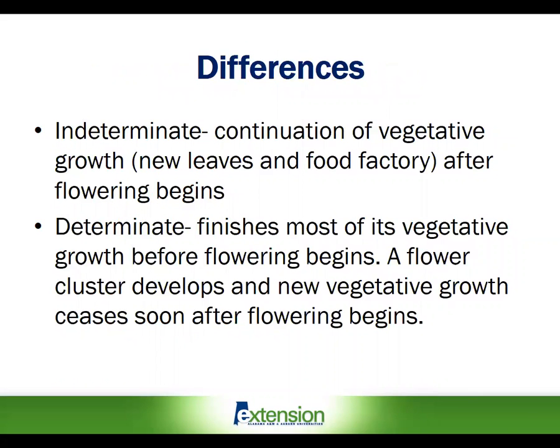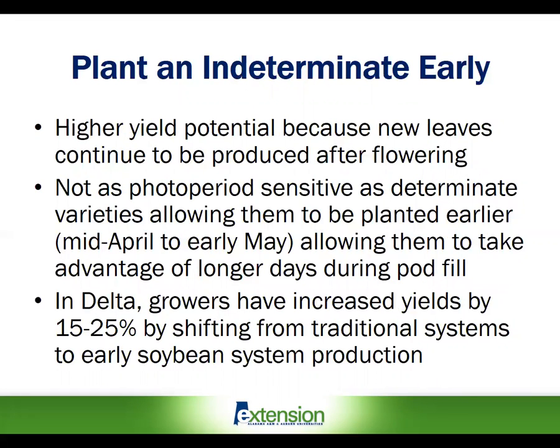The next thing we need to understand is the differences between indeterminate and determinate varieties. In North Alabama, we're going to be planting mostly indeterminate varieties. An indeterminate variety continues its vegetative growth after flowering begins. Very different from a determinate variety, since once flowering begins with a determinate variety, you're going to cease vegetative growth. This gives the indeterminate variety a much greater advantage for higher yield potential, because new leaves continue to be produced after flowering.